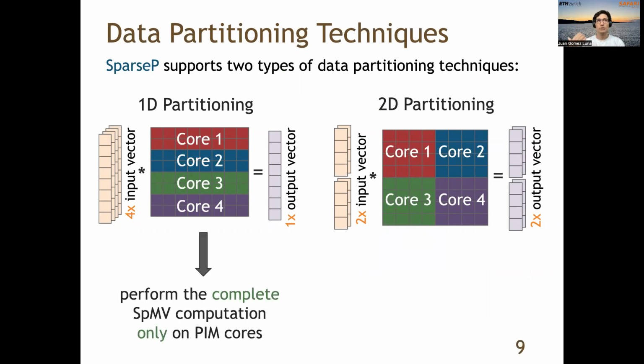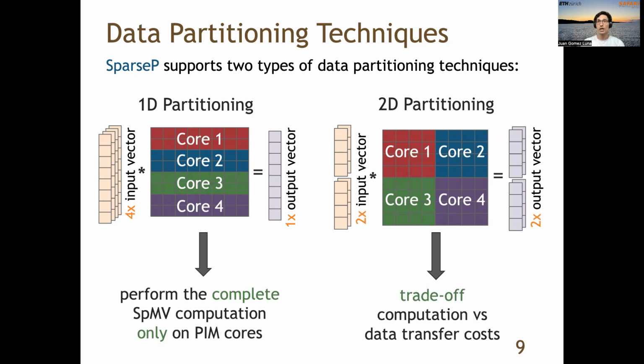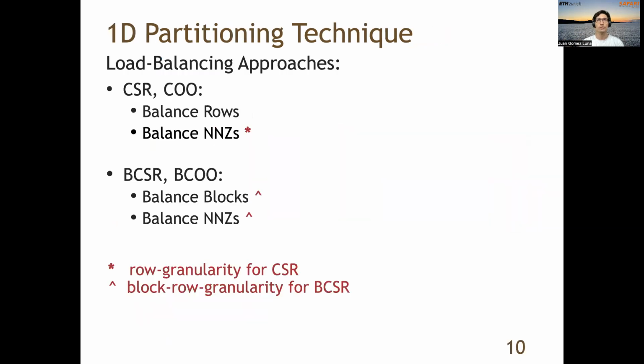There are trade-offs here, because in the case of 1D partitioning, we perform the complete SpMV computation only on the PIM cores, and this way the host processor can just retrieve the output vector, but 1D partitioning implies that we need to replicate the input vector as many times as the number of DPUs or PIM cores we have in the system. However, in 2D partitioning, because we are partitioning the rows, we can also partition the input vectors, and in this case, we don't need to transfer so much of the input vector to the PIM cores. So here we are trading off computation versus data transfer cost.